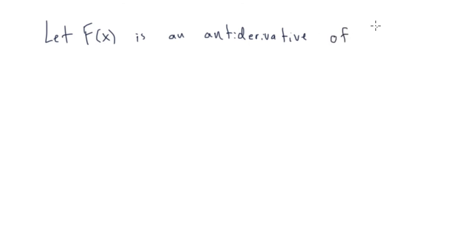Alrighty, so we need to start with any antiderivative of f. So let's say capital F of x is an antiderivative of f of x. Of course, I'm assuming we're working on this closed interval from a to b. So what can I do?